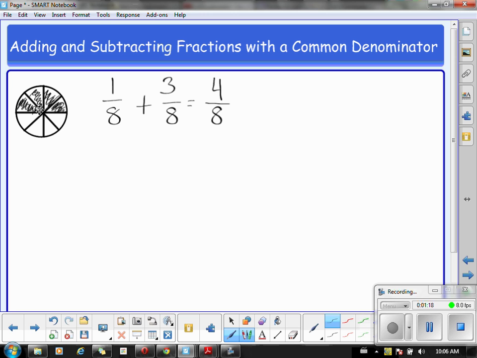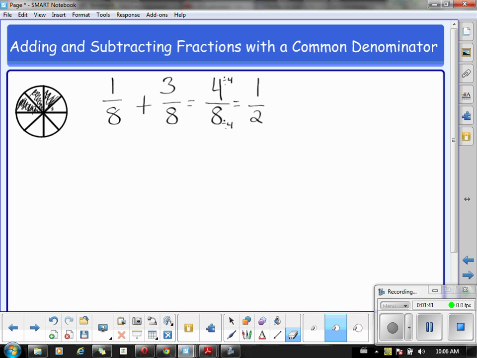Now when I look at this fraction as my answer, I should see that it can be reduced to lower terms. And you think 4 will divide into both 4 and 8. 4 divided by 4 is 1. 8 divided by 4 is 2. So 1/8 plus 3/8 equals 4/8, which reduces to 1/2.